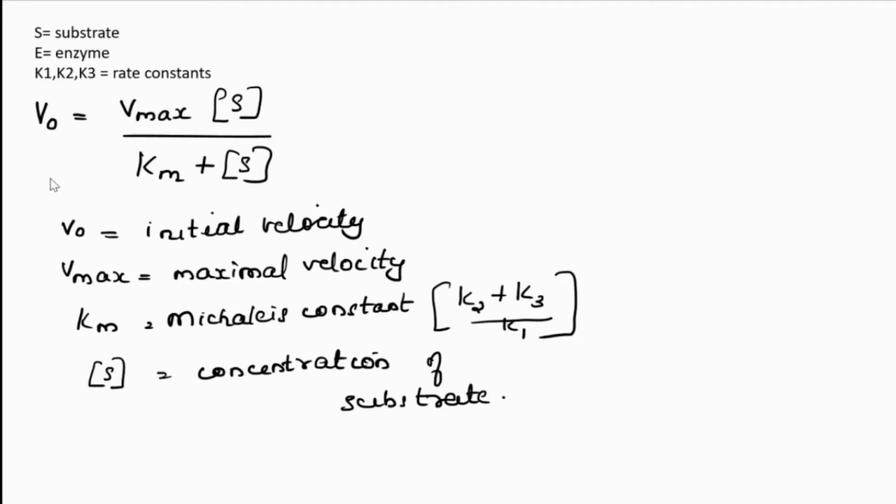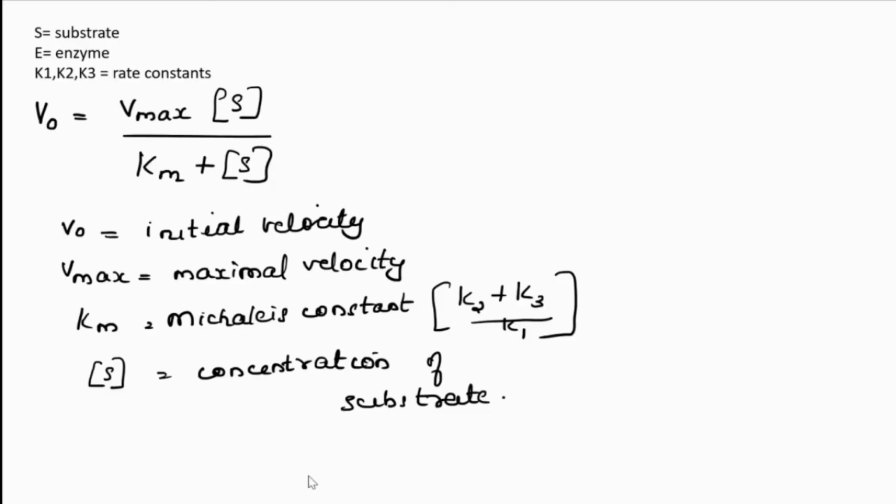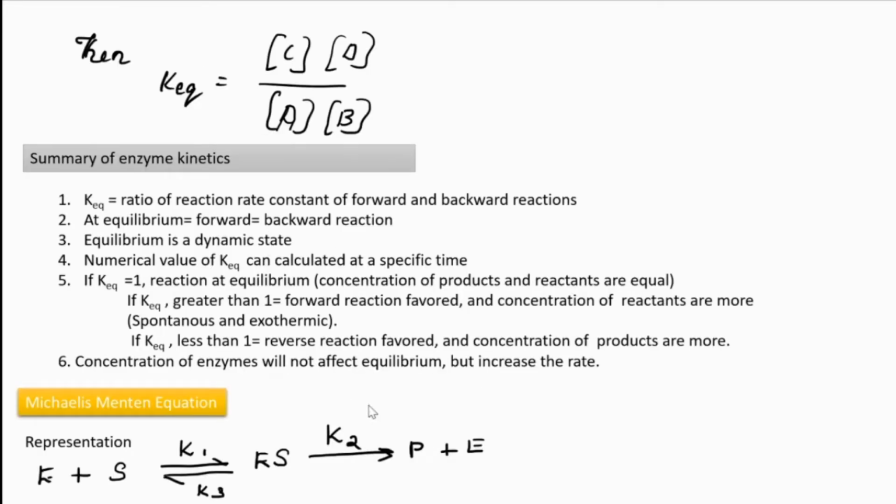For that, the equation means this one. This equation describes how the reaction velocity varies with the substrate concentration. How the reaction velocity varies with respect to substrate concentration. As the substrate concentration increases, the reaction velocity will be more accelerated towards the forward direction.